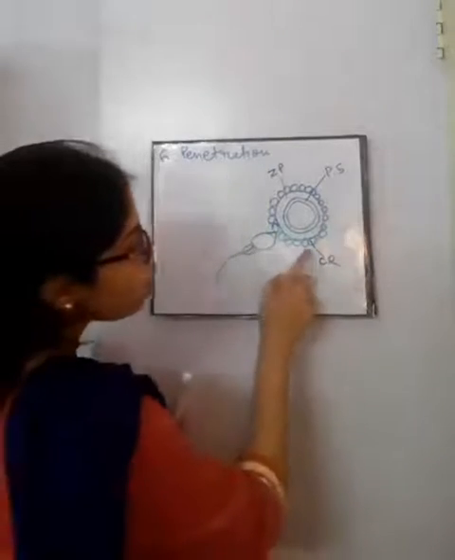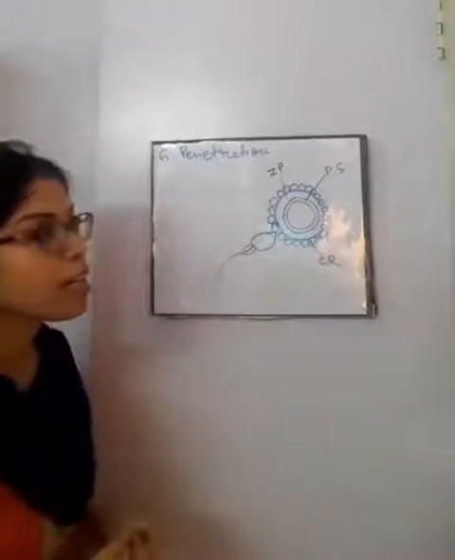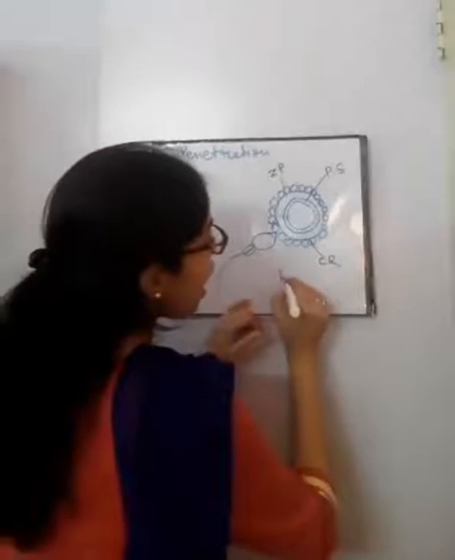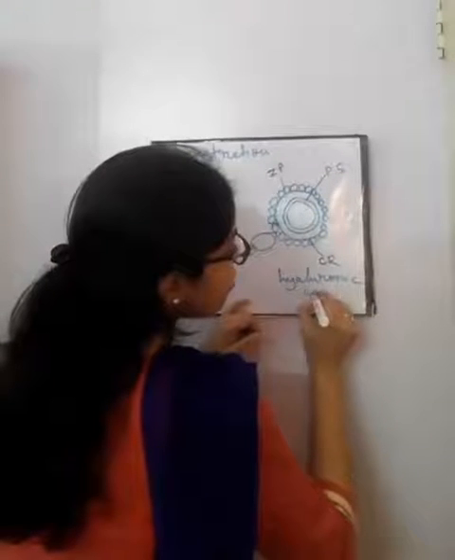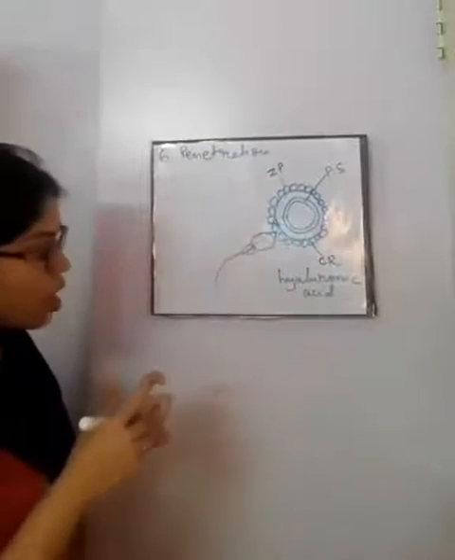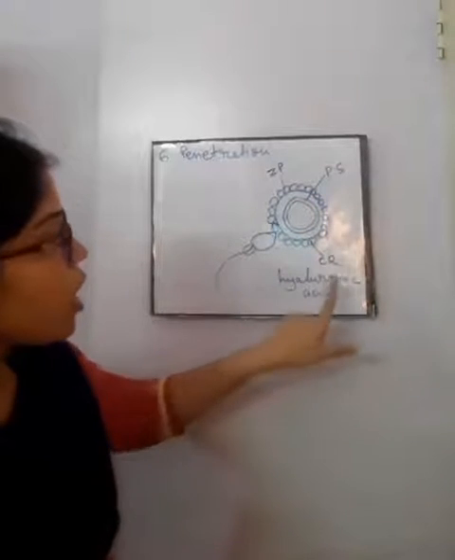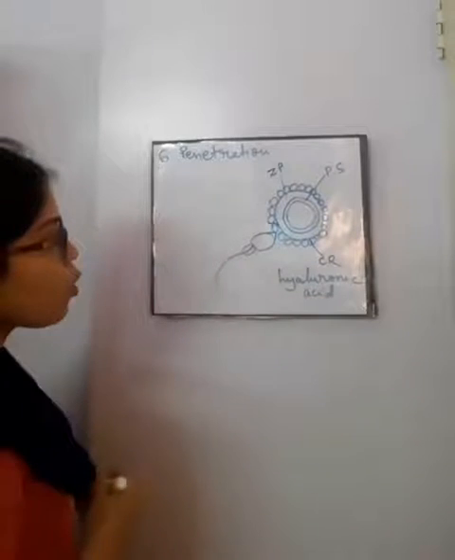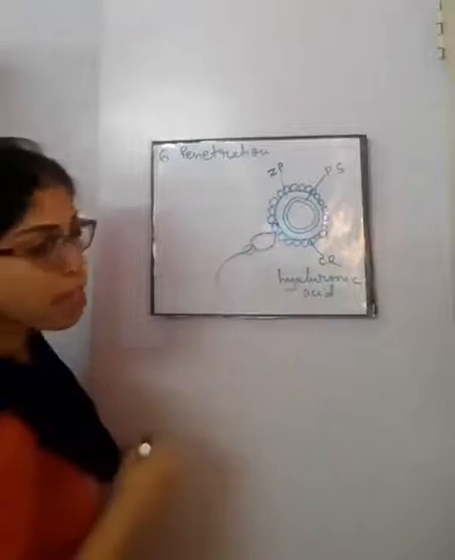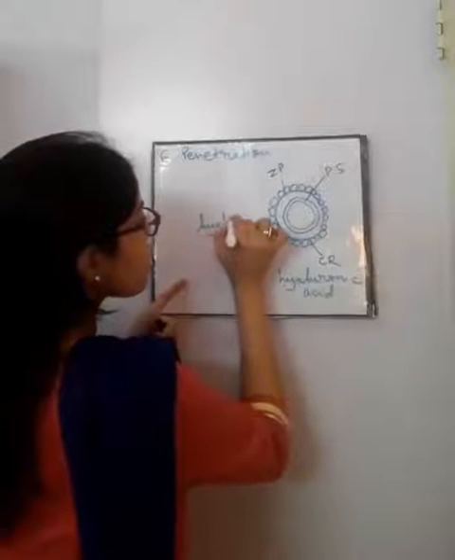The first layer, corona radiata. What happens? These corona radiata cells have an acid known as hyaluronic acid. I suppose you have heard this name. These corona radiata cells consist of this hyaluronic acid. Now the acrosome of the sperm is here. The acrosome contains the hyaluronidase enzyme.